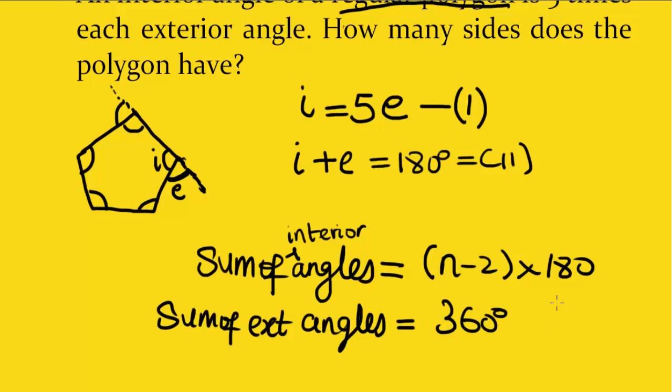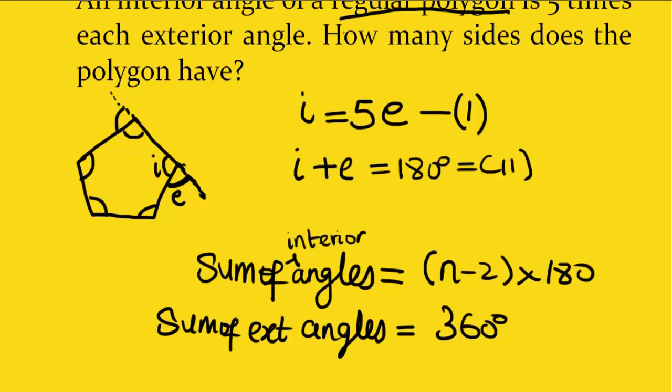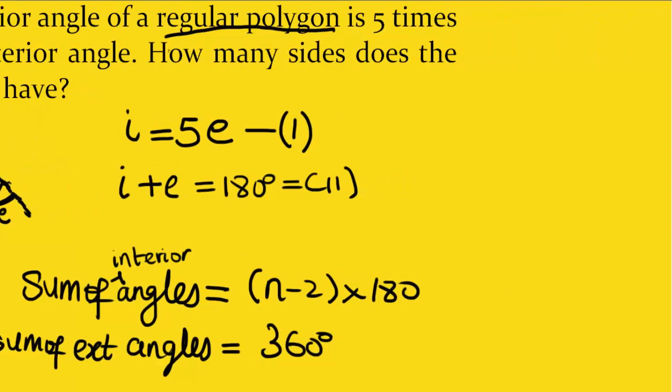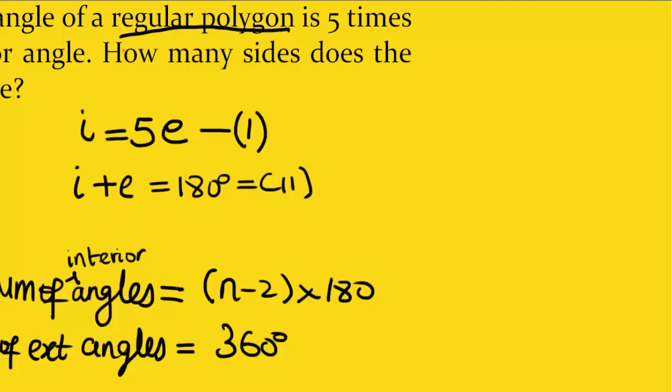So these two equations you need to know. You can't go into your WAEC exam without knowing these and expect to pass. So you need to know these. So now we're just trying to find n. Now if I just move to the right here, we don't know how many sides the polygon has. I'm going to call that n.